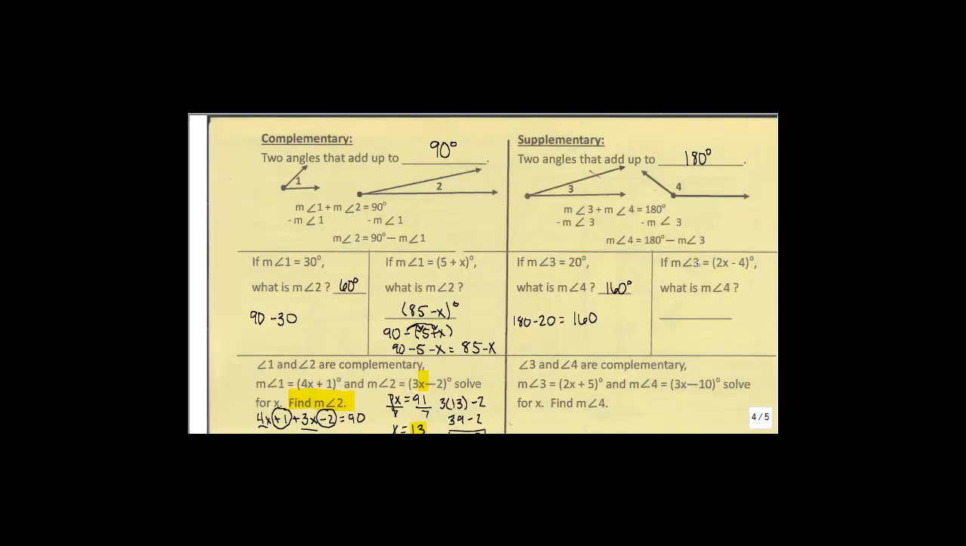Now we're dealing with some algebra. If the measure of angle 3 is 2x minus 4, what is the measure of angle 4? Again, just like with this one above, except we're going to use 180 this time. 180 minus, make sure you use parentheses, 2x minus 4.